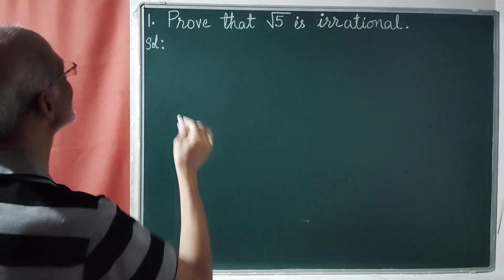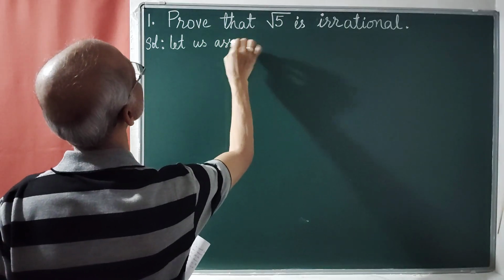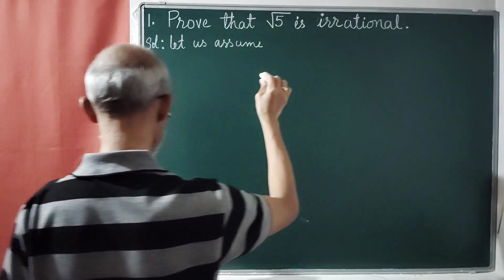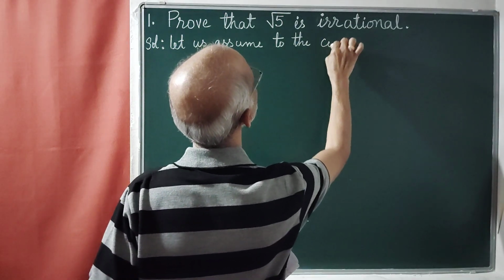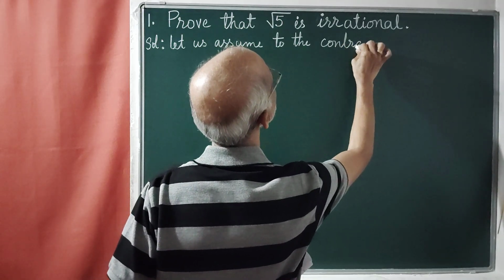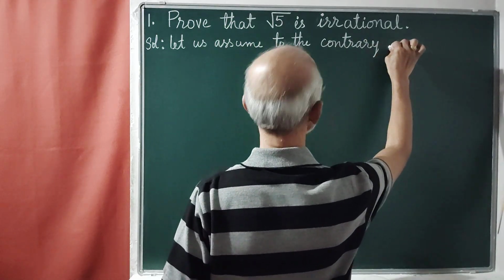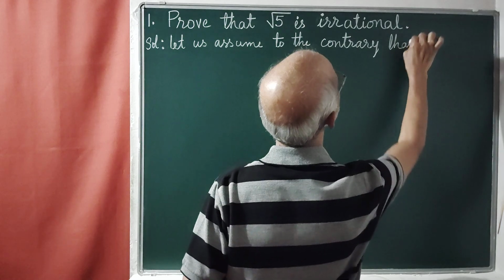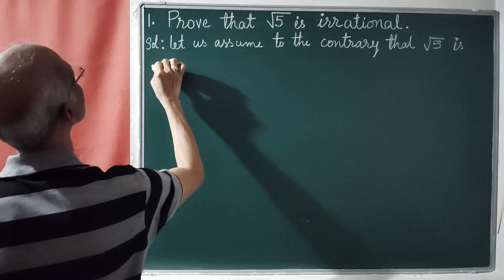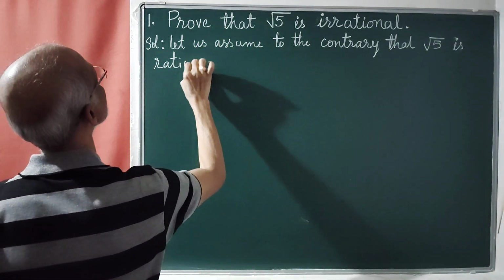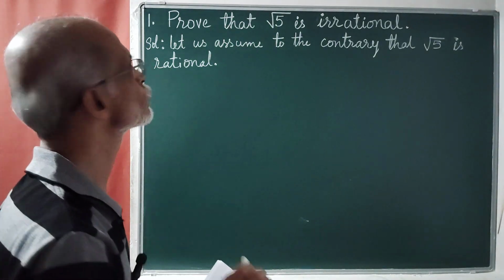First, let us assume, to the contrary, that root 5 is rational. First, we will assume that root 5 is rational.